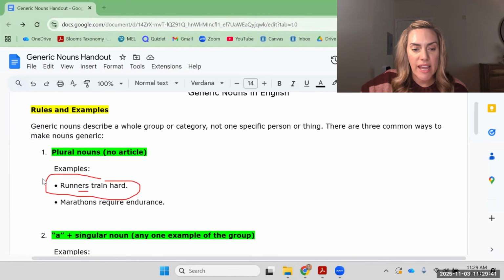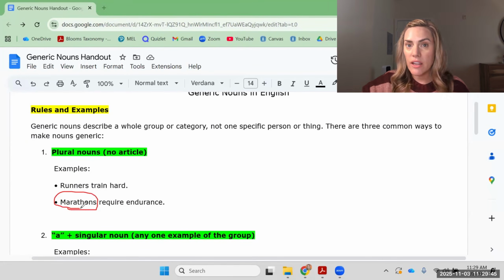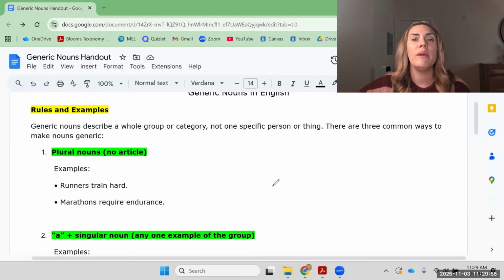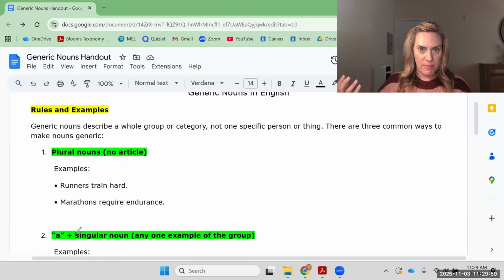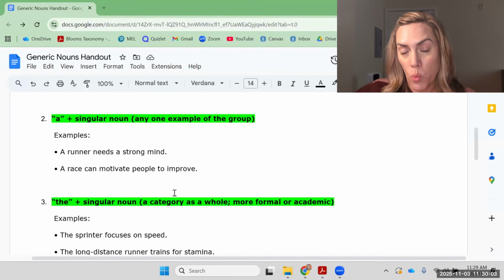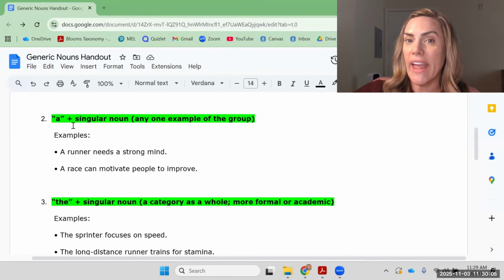Okay, or I can say marathons require endurance. I'm not talking about the Boston Marathon or any specific marathon. I'm speaking in general about all marathons. They all require endurance. Okay, so that's the most common way to make something generic and general and to speak generally about something.